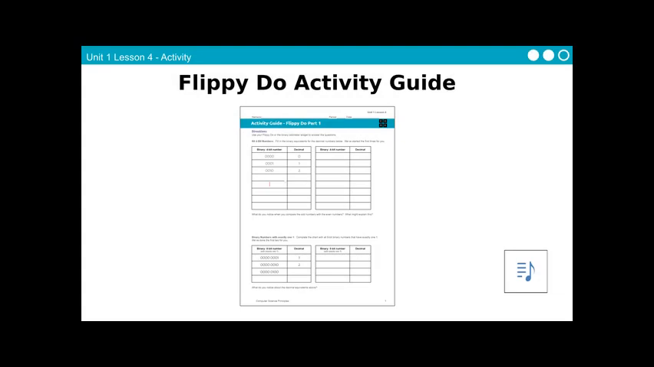For the next 10 minutes, we'll continue to practice with our 2 number bases, decimal and binary. After you finish each of the 4 parts of the activity guide, I want you to check your work with your partner. Feel free to use your Flippy-Doos as you work through the problems.